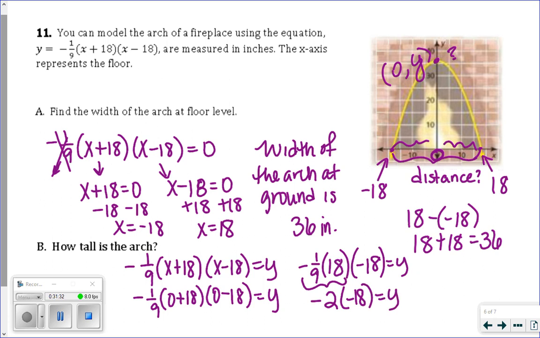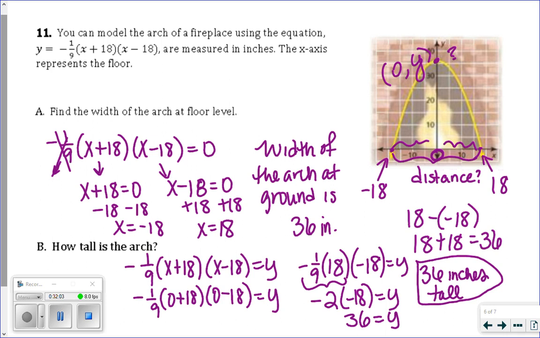And now that I know that's negative 2, I multiply by the other negative 18, and it turns out it's a 36 also. That's a coincidence. Not all of these arches are going to have the same width at the ground as their height, but this one did. So the height of the arch is 36 inches tall. That's the highest point there. Okay, and that will be the answer for part B.